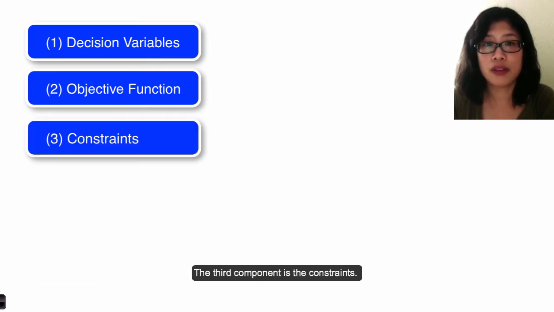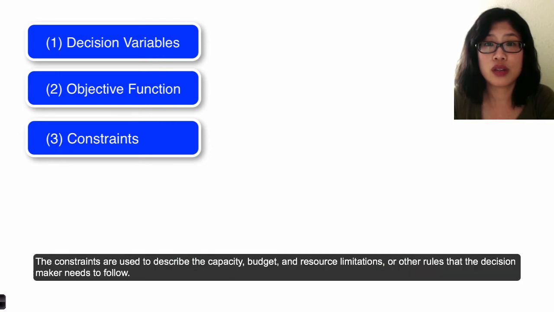The third component is the constraints. The constraints are used to describe the capacity, budget, and resource limitations or other rules that the decision maker needs to follow.